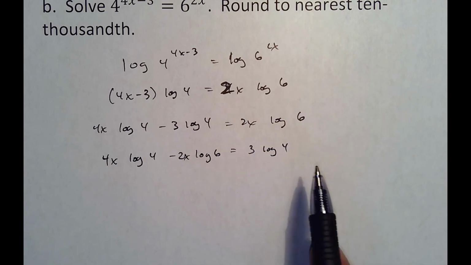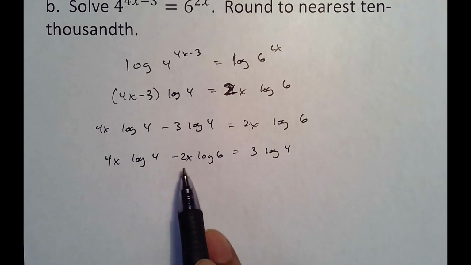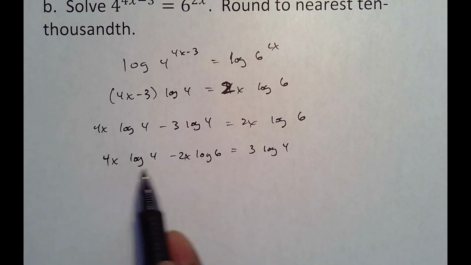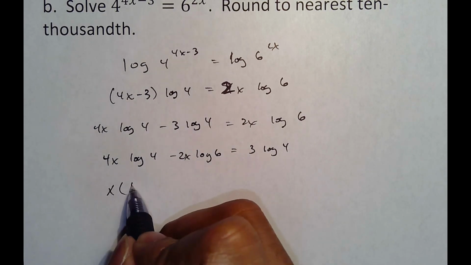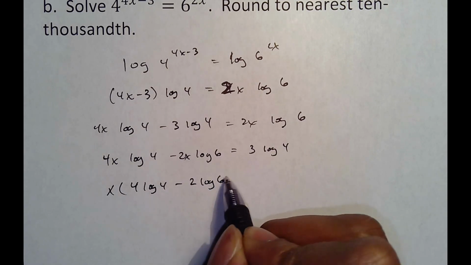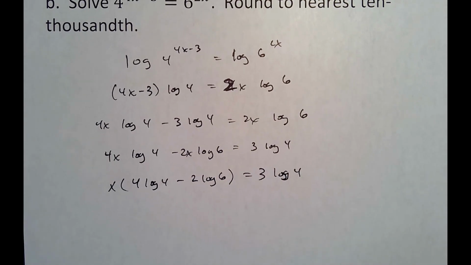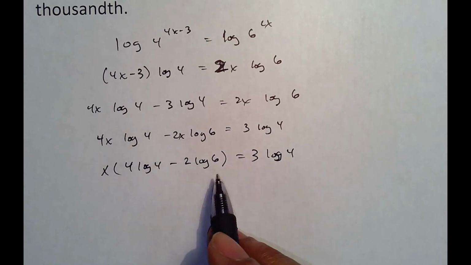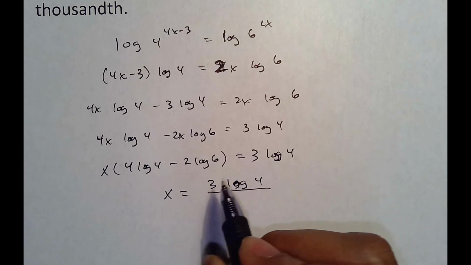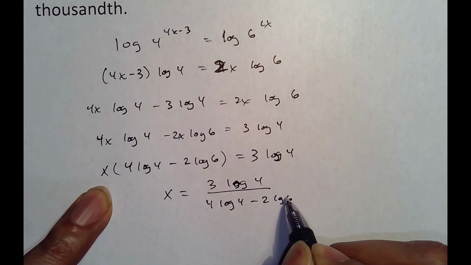Pay attention to the fact that this stayed on the same side, so it did not change. This was positive, it moved, it became negative. This was negative, it moved, it became positive. From there, we use the trick of breaking off the x, which is x times 4 log 4 minus 2 log 6 equals 3 log 4. Then we divide both sides by the stuff on the bottom, so we end up with x equals 3 log 4 over 4 log 4 minus 2 log 6.